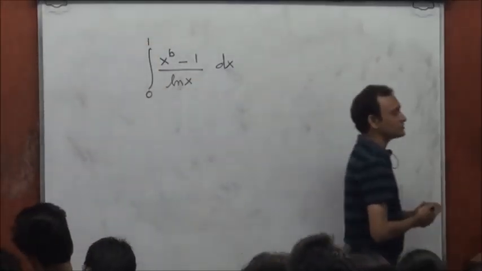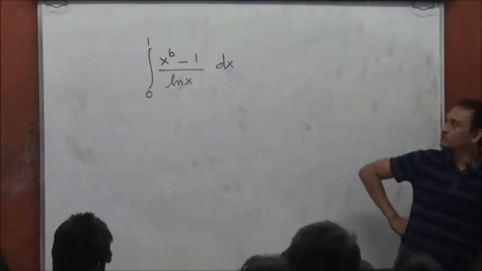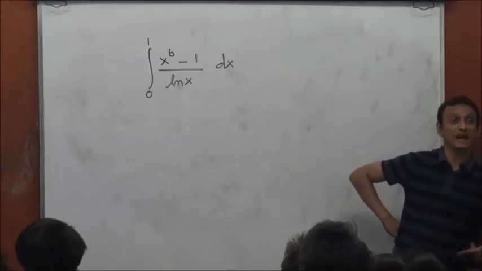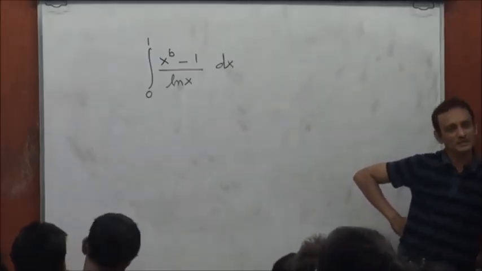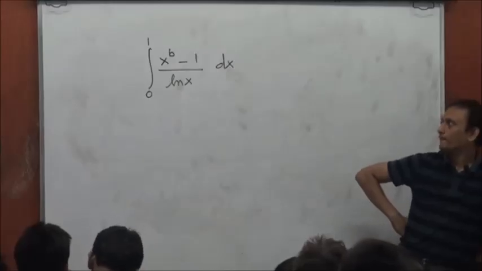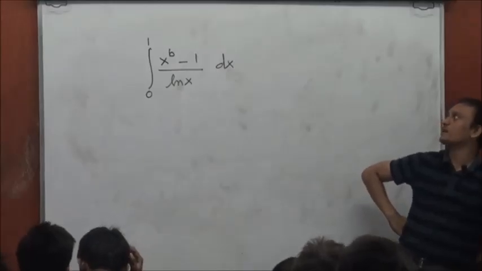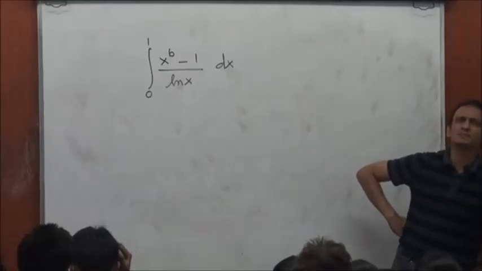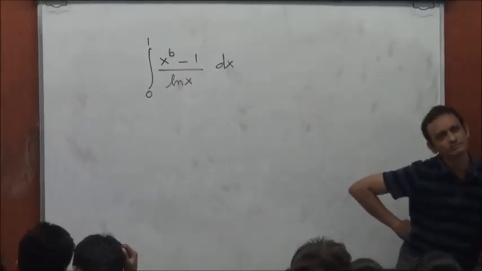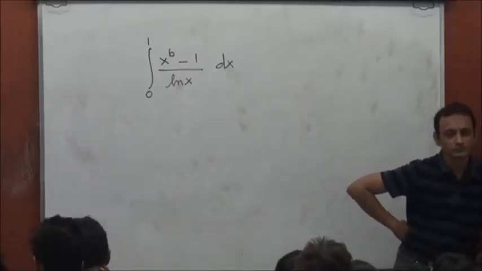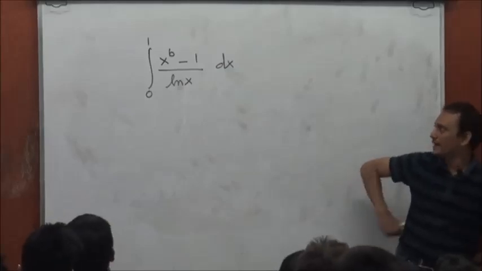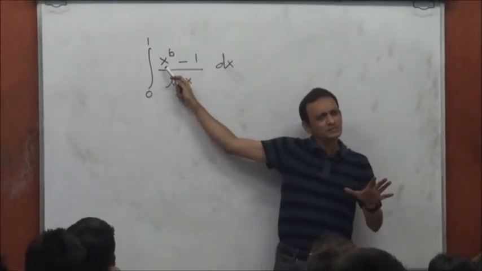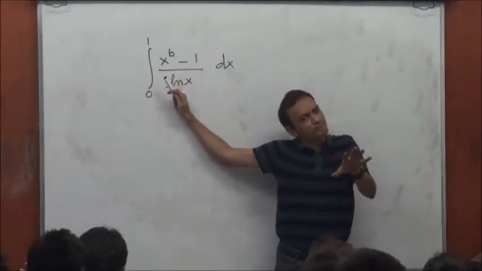I want to find the value of this integral: the integral from 0 to 1 of (x^b minus 1) by log x, where b is a parameter. You can look upon b as a parameter. Now when you integrate it with respect to x and supply the limits, it will be a function of b. Will it not be? You integrate that with respect to x and supply the limit, b will stay behind. So it's going to be a function of b.